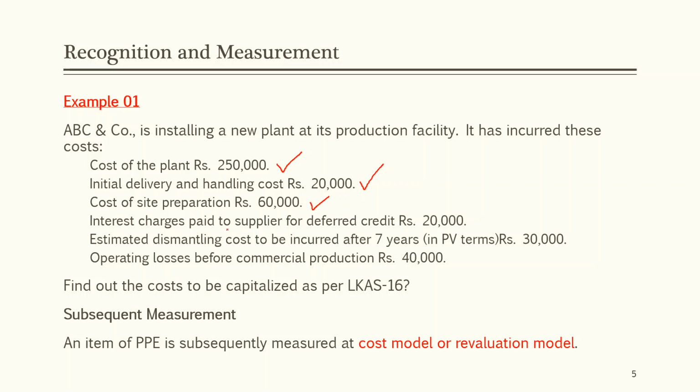Interest charges paid to suppliers for deferred credit. To purchase this plant we may have obtained a loan, and for that loan this much of interest we need to bear. This can be capitalized if this particular plant can be identified as a qualifying asset. This 20,000 can be regarded as borrowing cost if this plant can be identified as a qualifying asset. That will be discussed in LKAS 23, under borrowing cost.